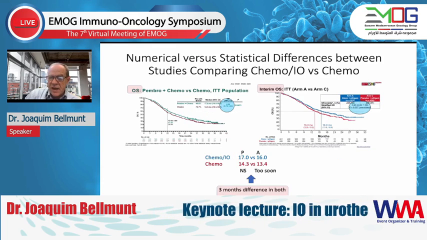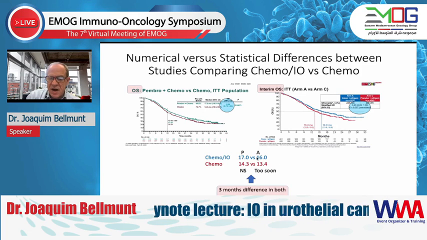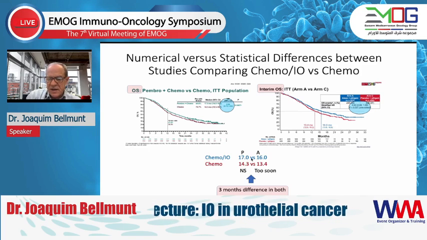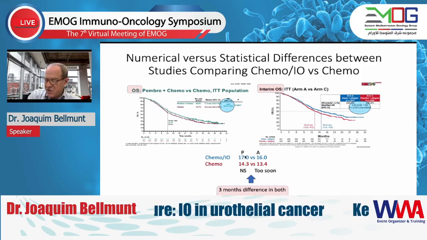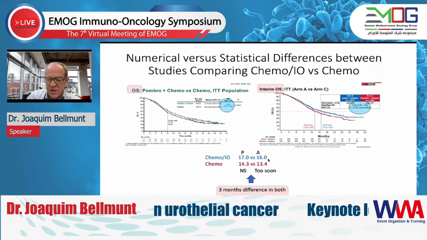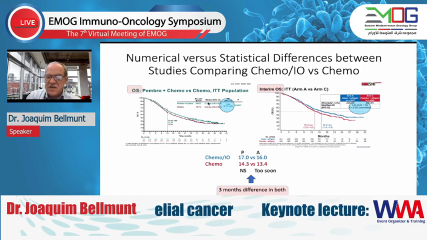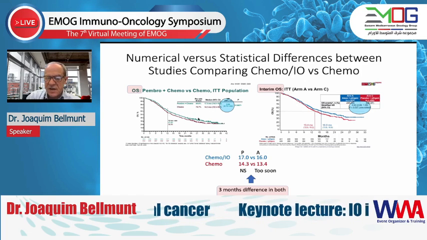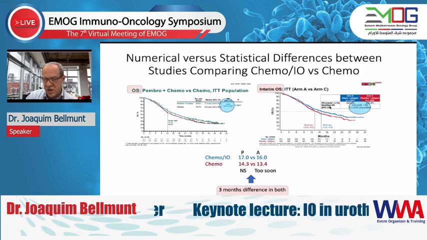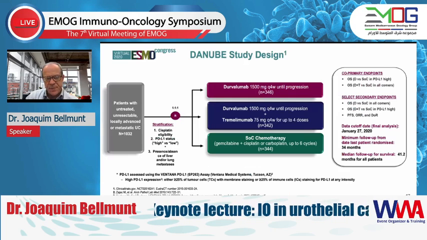And then when we take a look at the overall survival, the same. The differences are more or less identical, as you can see here. In the KEYNOTE-361 or the IMvigor 130, we can see 17 months versus 14 months, 16 versus 13, so a 3 months difference. But because of the statistical design, this trial is negative, this one is still immature. So we need to wait for the final survival data for the IMvigor 130.